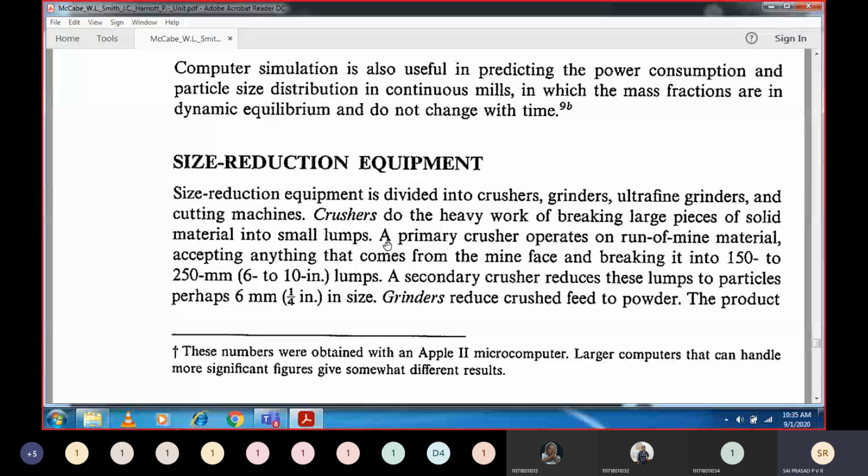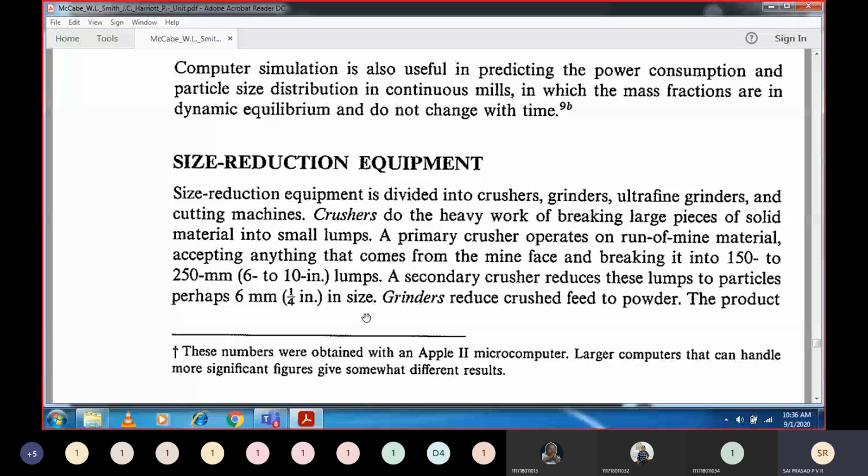So at the mines we have the crushers, that is very important. The primary crusher, which is near the mine, accepts any type of particles and gives 6 to 10 inch lumps. The secondary crusher reduces these lumps to perhaps 1/4 inch in size. So this is what the primary crusher will be doing. They use compressive forces in reducing the size of the particle.